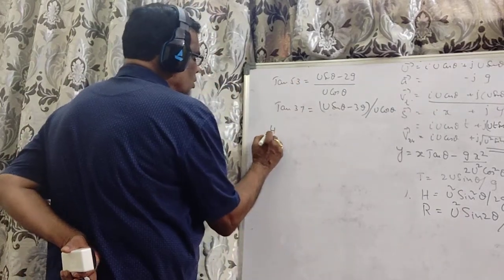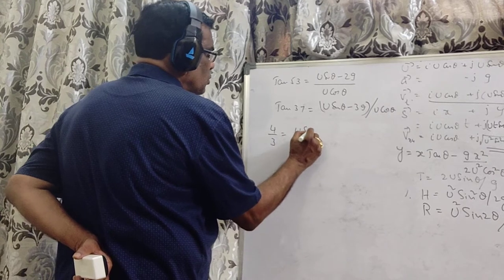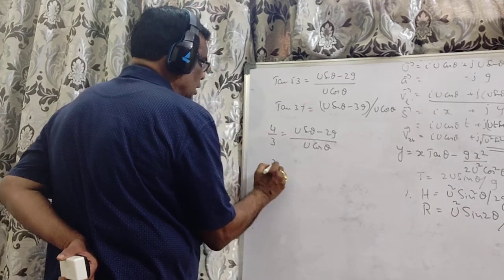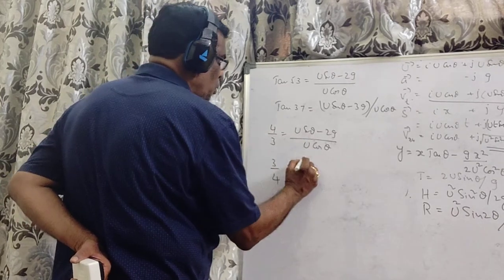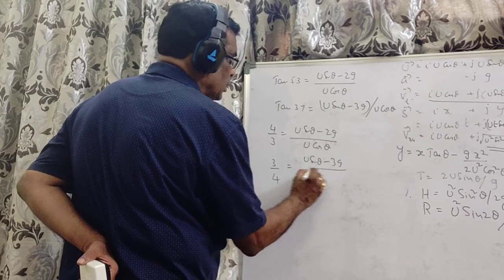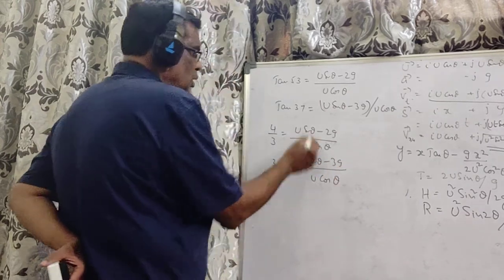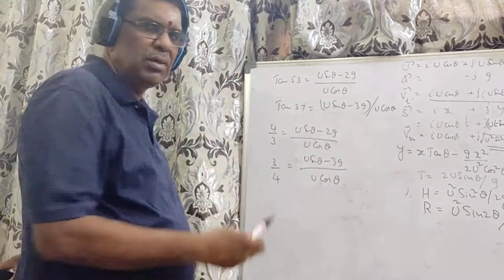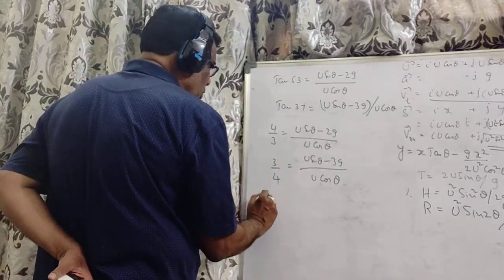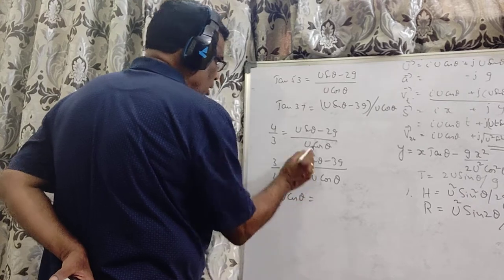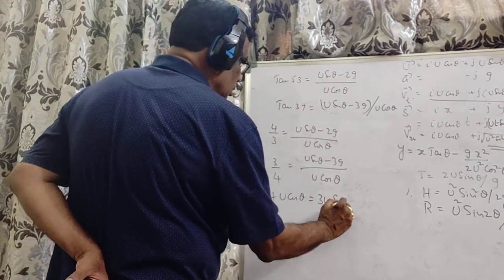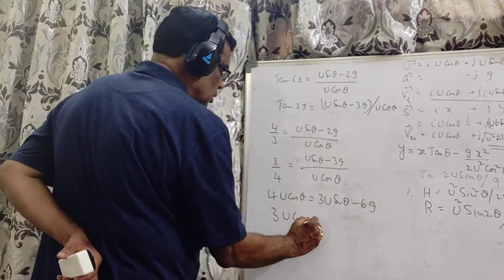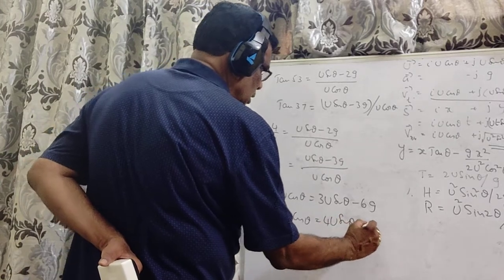What do you write here? 4 by 3 is equal to u sin theta minus 2g by u cos theta. And tan 37, 3 by 4, is equal to u sin theta minus 3g by u cos theta. 2 equations, 2 variables. One is u cos theta, other is u sin theta. So you have to simplify. I'll just try to give you here rather quickly. I am doing cross multiplication, and this is the equation, and here 3u cos theta is 4u sin theta minus 12g.